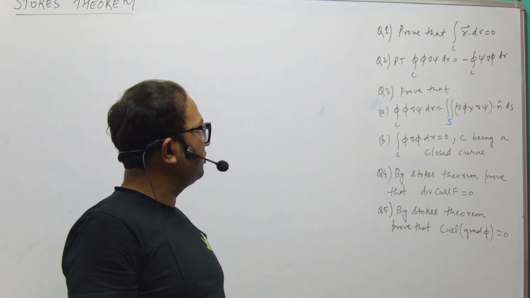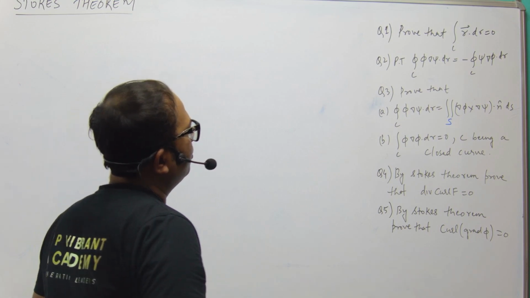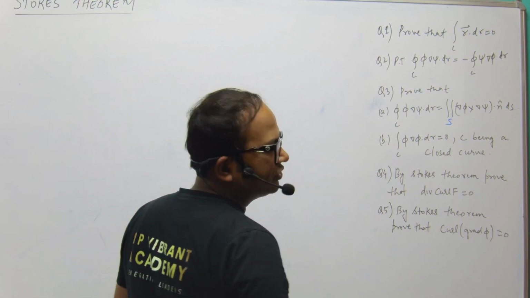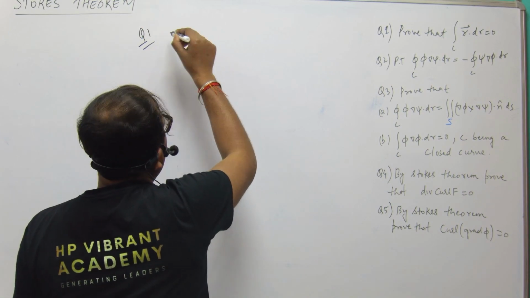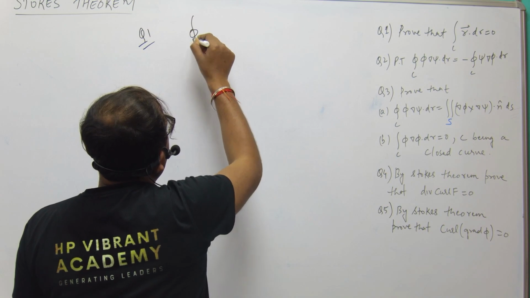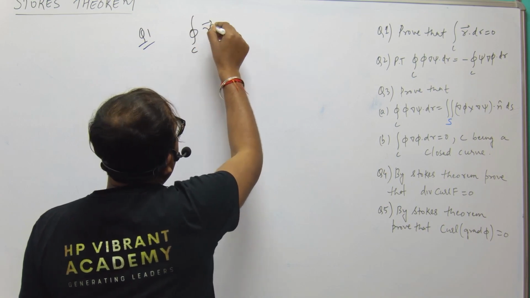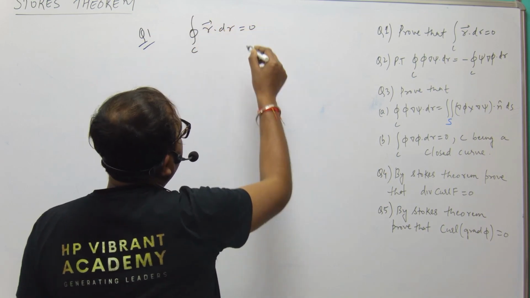Okay, so what is given in question number 1? Prove that the integral of r dot dr along the curve C is equal to 0. In question number 1, we have to prove that the line integral along the curve C of r dot dr is equal to 0. Let us solve this.